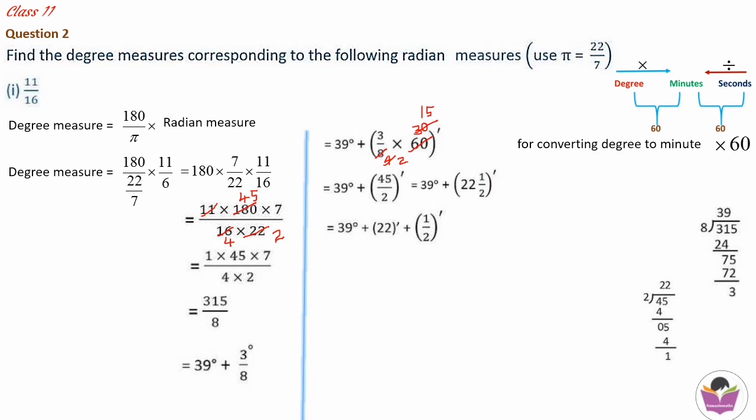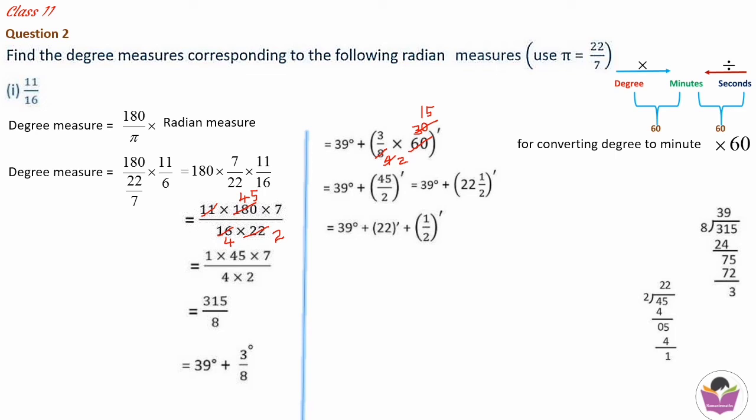Now again we have to split. This 22 is comparatively bigger when we compare it with this 1 by 2. So 39 plus 22 degrees, we have to separate 22 minutes, plus 1 by 2 minutes. From this 22 and a half minutes, 22 we have to separate, plus this 1 by 2 also we have to write separately. So now it is 1 by 2 minutes.